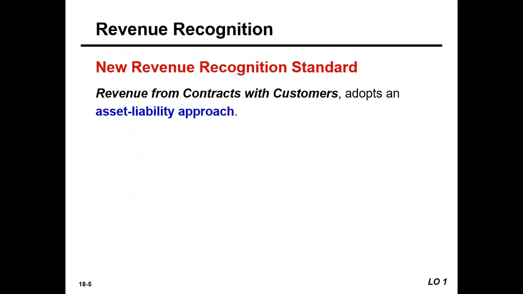So the revenue from contracts with customers adopts an asset-liability approach. What does it mean? So under this, companies account for revenue based on the asset or liability arising from contracts with customers. Companies are also required to analyze contracts with customers because these contracts are the lifeblood of most companies.